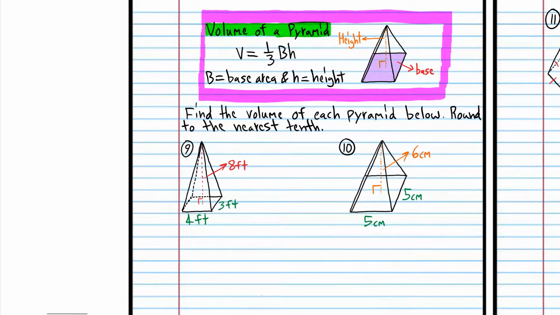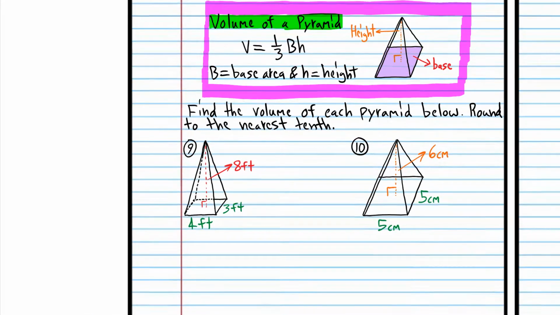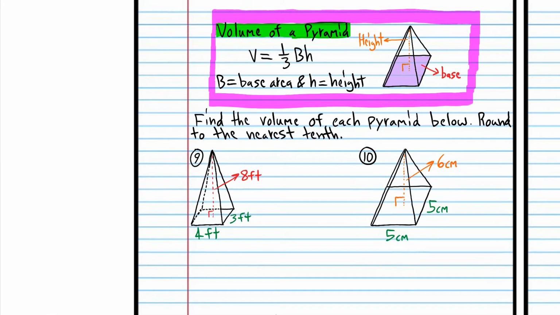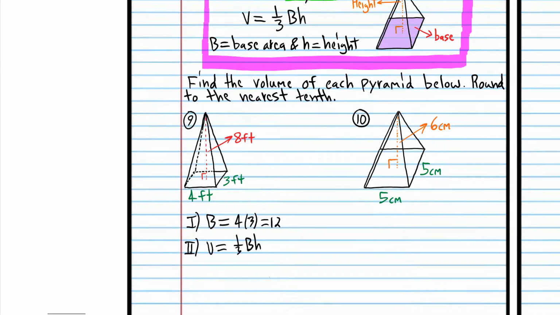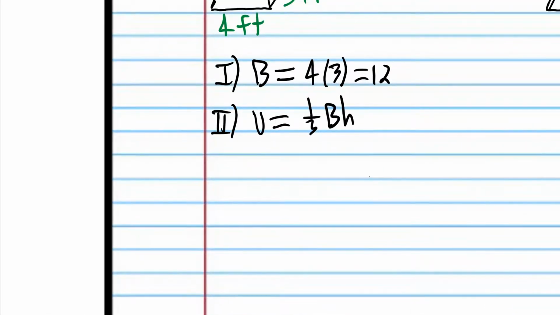So let's do a couple of these problems. Actually, let's just do one, number 9, then you can try number 10. So step 1, there's going to be 2 steps for each of these. We're going to find the base area, which is just 4 times 3, because the base is just a rectangle. So that equals 12. And step 2, we're going to find the actual area now, or excuse me, the volume. Volume is equal to 1/3 base times height. That's the formula that I gave up there for the volume of a pyramid.